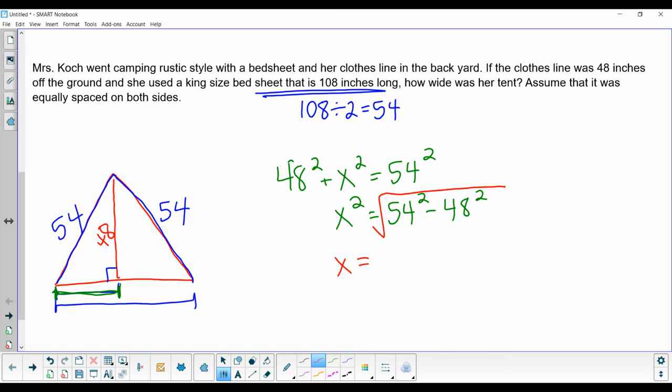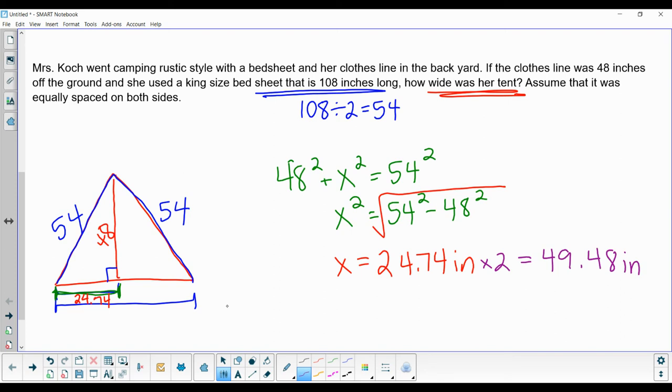Let's do that in our calculator. And we get 24.74 inches. But is that my final answer? I want to know how wide the tent was. So this small spot here is 24.74, but I want to get the whole distance. So I'm going to take that number and multiply it by 2. And I get 49.48 inches. So I can say the tent is 49.48 inches wide.